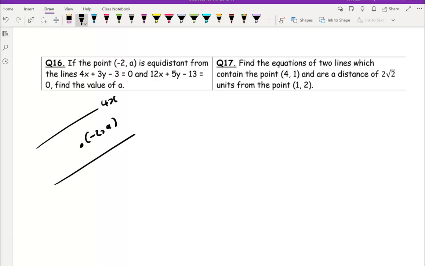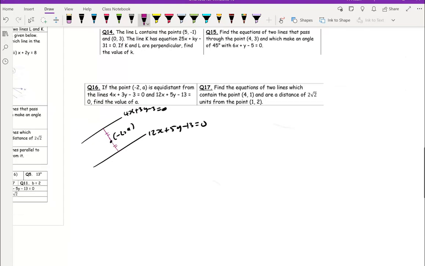And let's say this is 4x + 3y - 3 = 0. And this line is 12x + 5y - 13 = 0. All that we know is the distance from here is the same as the distance from here. Those two distances are the same. So we're dealing with the distance from a point to the line.